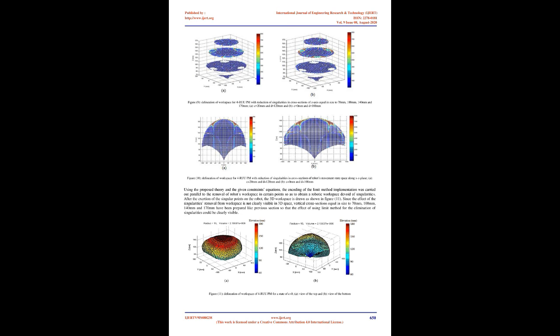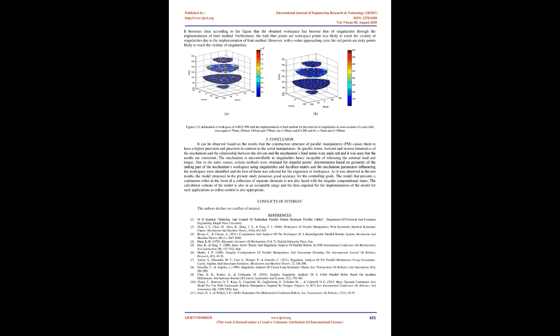in figure 11. Since the effect of the singularities removal from the workspace is not clearly visible in 3D space, vertical cross-sections equal in size to 70 mm, 100 mm, 140 mm, and 170 mm have been prepared like previous sections, so that the effect of using the limit method for the elimination of singularities could be clearly visible. It becomes clear according to the figure that the obtained workspace has become free of singularities through the implementation of the limit method. Furthermore, the dark blue points are workspace points less likely to reach the vicinity of singularities due to the implementation of the limit method.